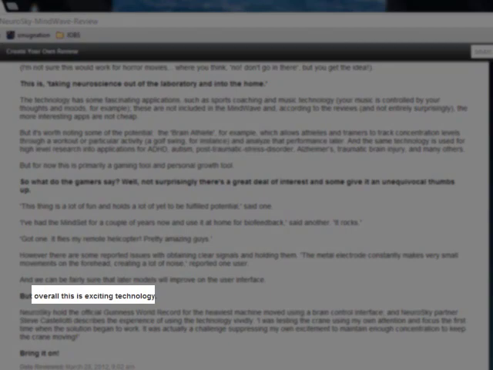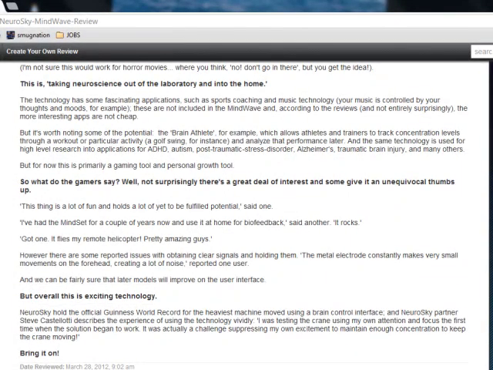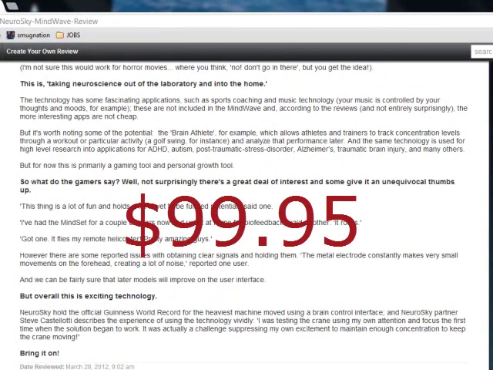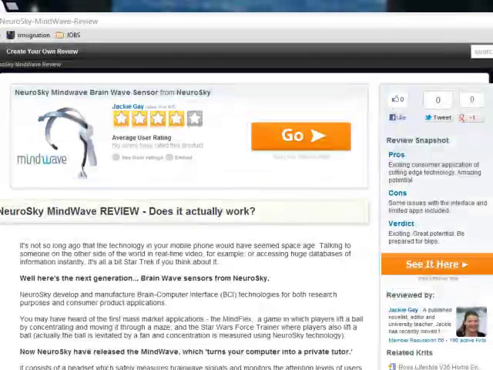At the end of the day, this is a technology that is only scraping the surface of its potential, and I'm not exactly sure how they've pulled it off, but the MindWave can be had for only $99.95, which seems like a steal.